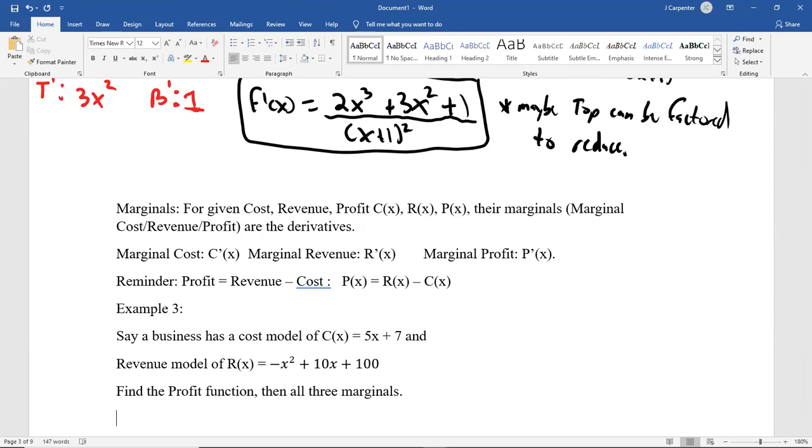So maybe we're selling CDs, maybe we're selling hay, maybe we're selling owl figurines, maybe we're selling glasses, I don't know. All I know is we got a cost function, we got a revenue function, we want to find the profit function, then we want to find the marginals, and we're not going to do any crazy extensive information with them. We're not going to get into optimization. We'll save that for a later chapter. But we can at least start this idea.